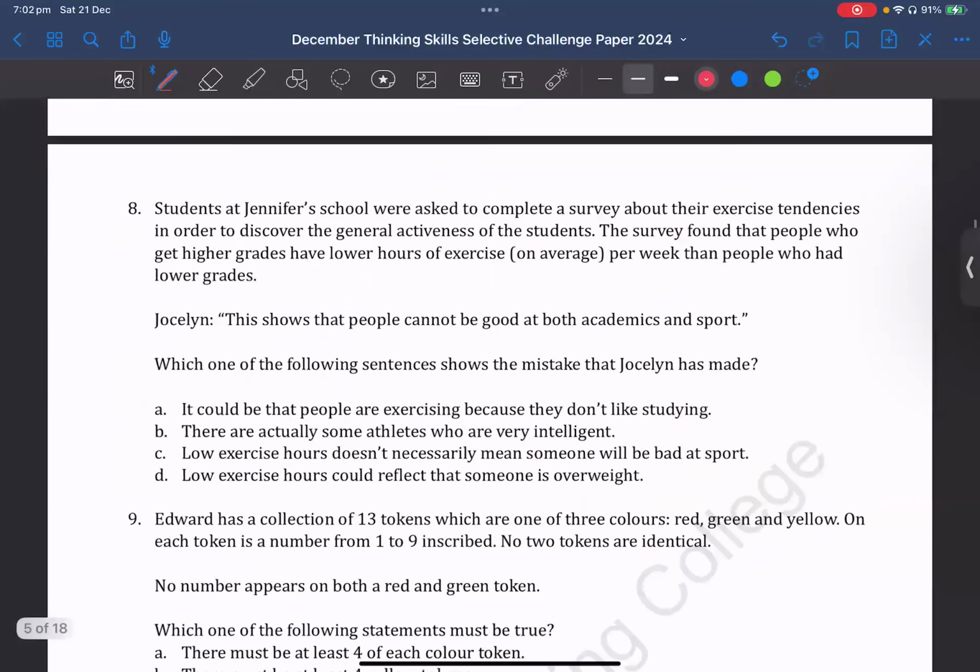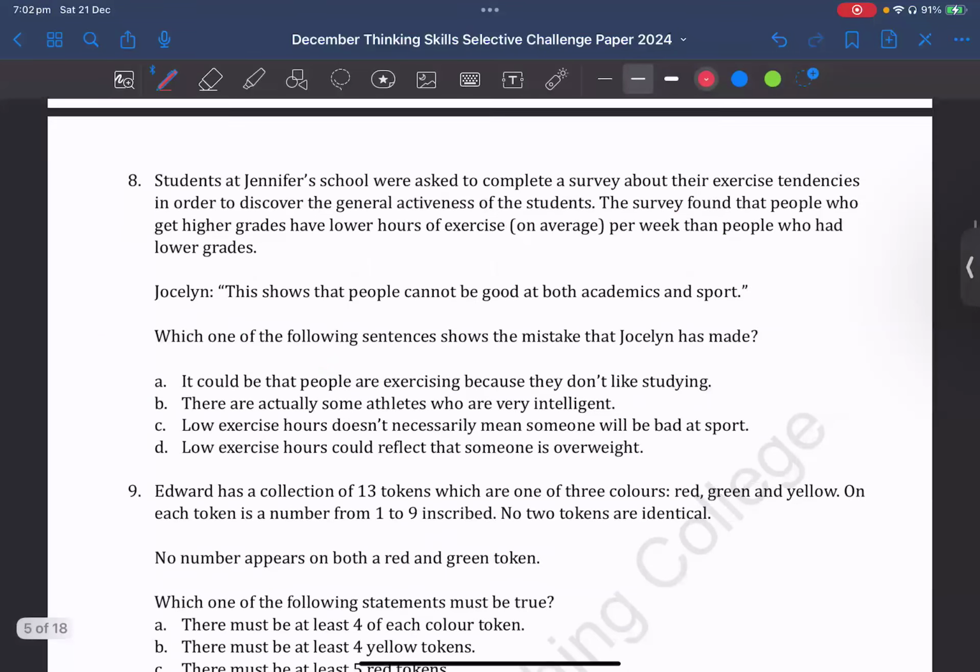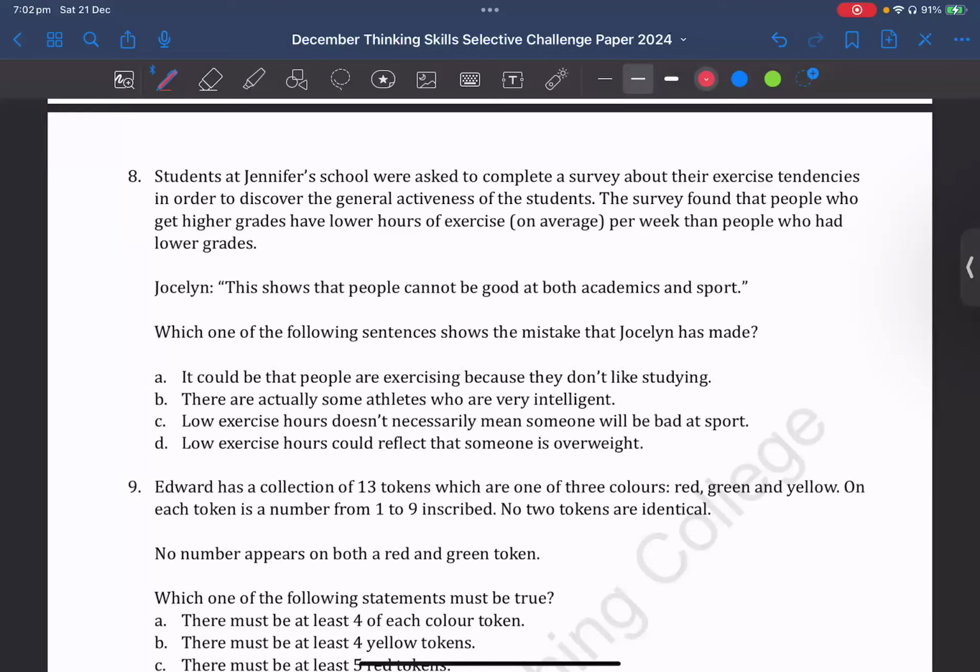Alrighty. Question 8. Students at Jennifer schools were asked to complete a survey about their exercise tendencies in order to discover the general activeness of the students. Okay, the survey found that people who get higher grades have lower hours of exercise on average. Once again, keyword average, per week than people at lower grades. And Jocelyn's claim is that people cannot be good at both academics and sport. Which one of the following sentences shows the mistake that Jocelyn has made?